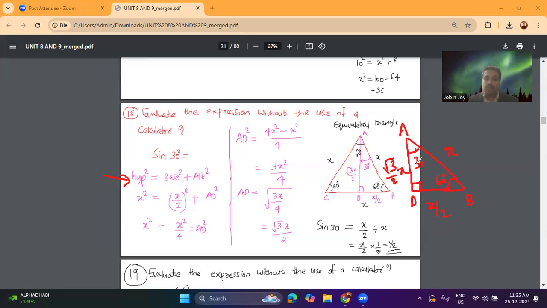How you will calculate sine 30? Sine 30 is equal to opposite side divided by hypotenuse. Here opposite side is x by 2, right? x by 2 divided by hypotenuse x. So x by 2 divided by x. I will change this into multiplication and take the reciprocal. That means 1 by x. So x cancel. So the answer is 1 by 2. So sine 30 is 1 by 2. We know the sine values, right? Sine 30 is 1 by 2.